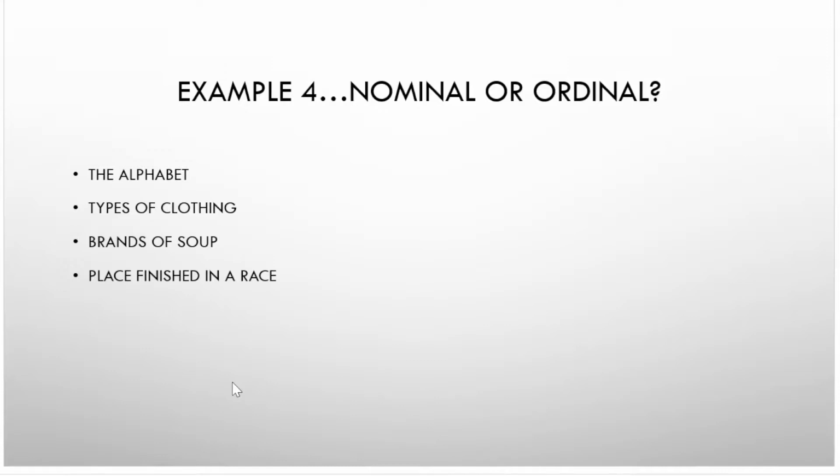So the alphabet. Ordinal, right? We have a definition of the beginning and end of our alphabet. Therefore, ordinal. Types of clothing. Nominal. Brands of suit. Nominal, right? Because again, can't order those. Place, finish, and erase. Ordinal, right?